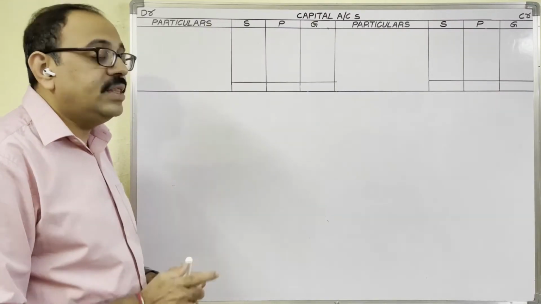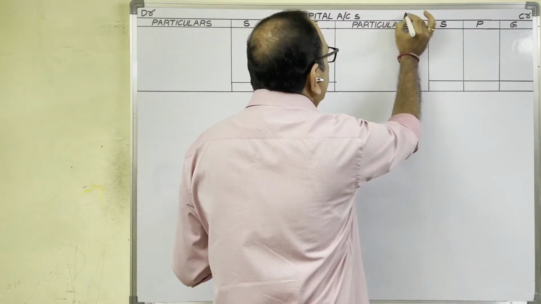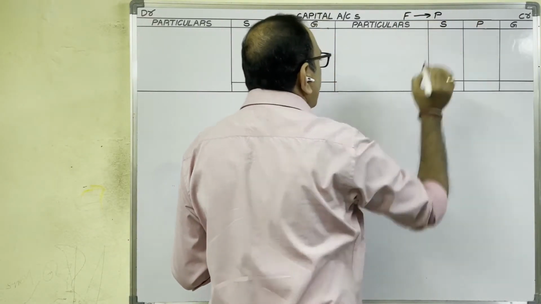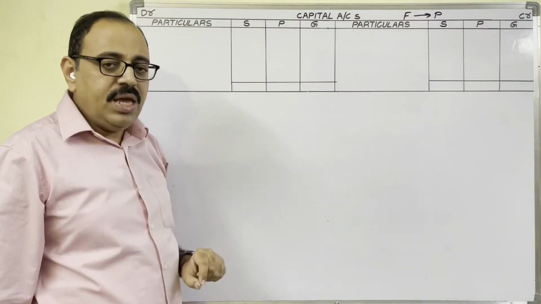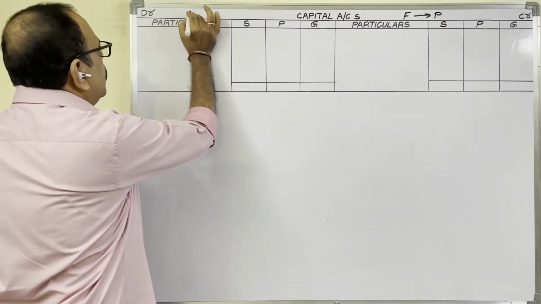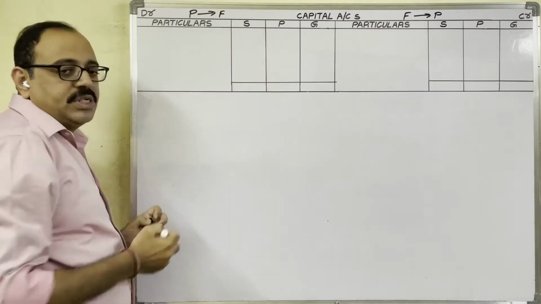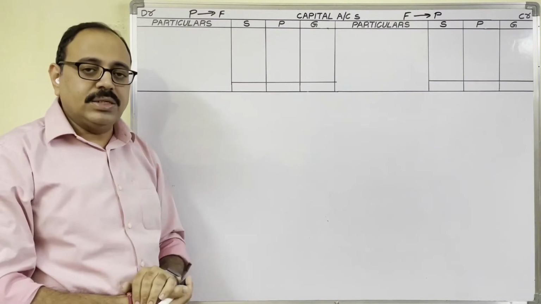That is, at the time of retirement, if the firm has to pay any amount to the partner, all those amounts we should show on the credit side. Similarly, at the time of retirement, the amounts which a partner should pay to the firm appear on the debit side. So in capital accounts we have to start with opening balances.